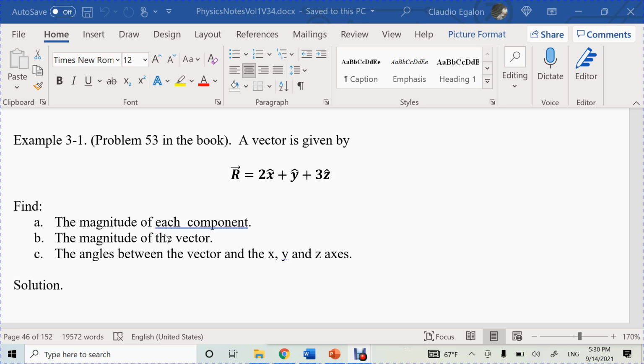And I'll keep a black color for this one, A sub z. Okay, and that's my vector A. That's my resulting vector A.